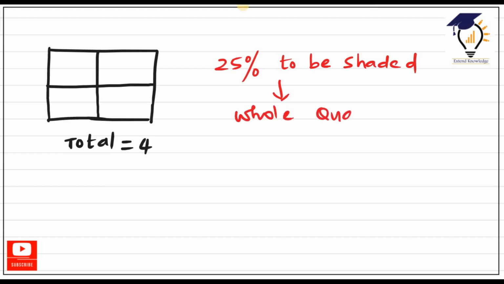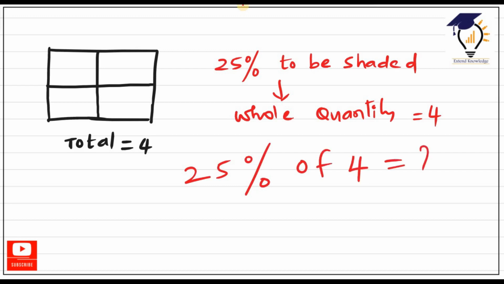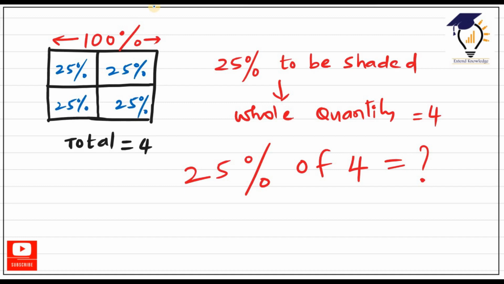Whole quantity is 4, right? Total number of blocks will be the whole quantity. So I can ask you, what is 25% of 4 equal to? There are 4 blocks. The whole quantity represents 100%, as we know. This 100% is divided into 4 equal parts. Each part is represented with 25%, and then this is also 25%. Each block is shown with 25%.